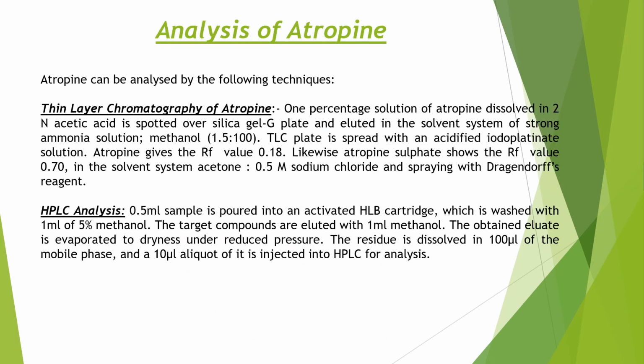Atropine can be analyzed by the following techniques, which are thin layer chromatography and HPLC. In thin layer chromatography, 1% solution of atropine is dissolved in 2 normal acetic acid, which is spotted over silica gel G plate and eluted in the solvent system, strong ammonia solution and methanol, in the ratio 1.5:100. The TLC plate is sprayed with an acidified iodoplatinate solution.